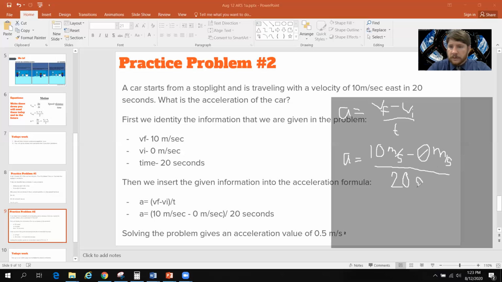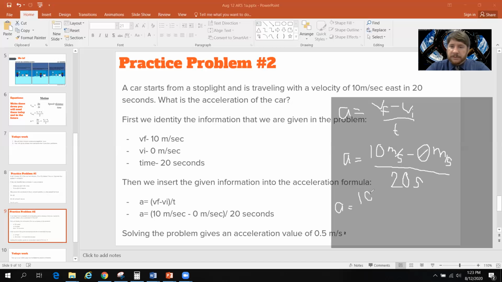Okay, so there's our formula with everything plugged in, and we're going to do 10 minus 0. Ooh, that's pretty easy. And that's one thing, whenever you have an acceleration problem where your initial velocity is 0, that makes the whole thing really easy. It kind of turns what's supposed to be a 2-step problem into a 1-step problem, because you all know what 10 minus 0 is. You don't really have to think about it. It's just 10. So what we're going to get then is acceleration equals 10 meters per second over 20.